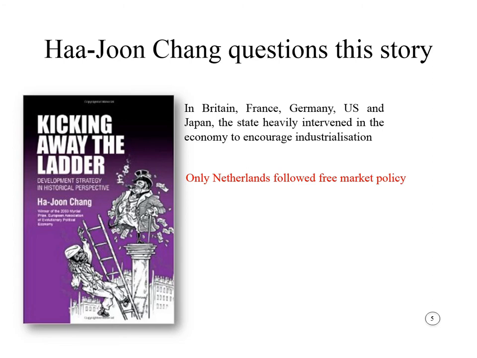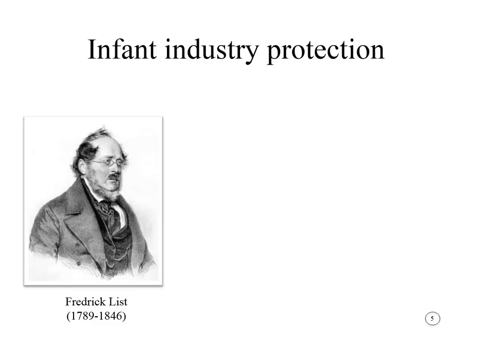Why did Germany want to catch up with the European countries? Because it felt insecure geopolitically. And he says, out of the rich countries, only one country, the Netherlands, followed free market policies and opened up its economy to the forces of competition in the world, reduced its trade barriers. So he questions this story. And he basically says that throughout history, there has been a competing school of thought that argued for state intervention. And the most important person in this school is Friedrich List.